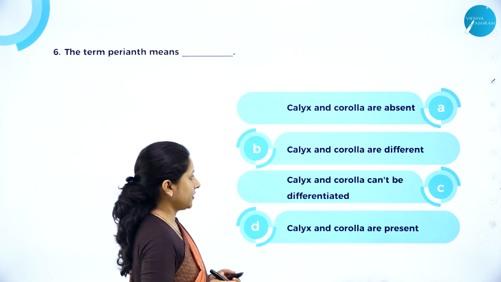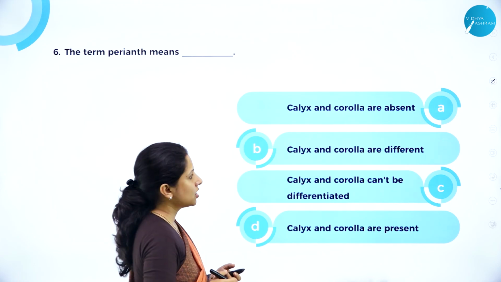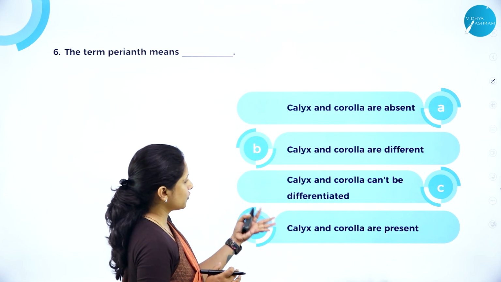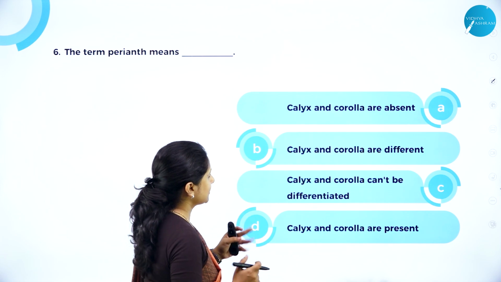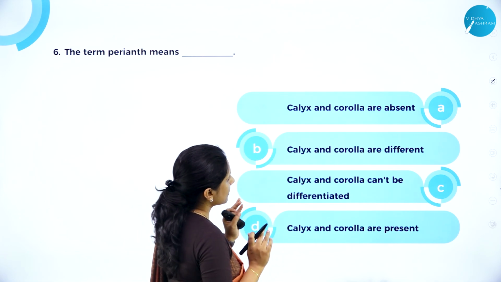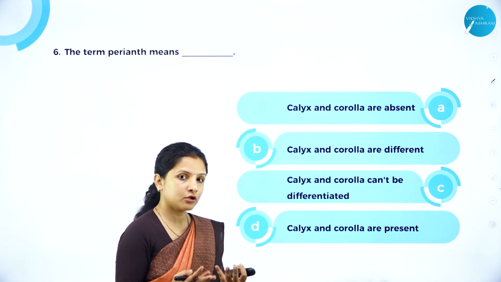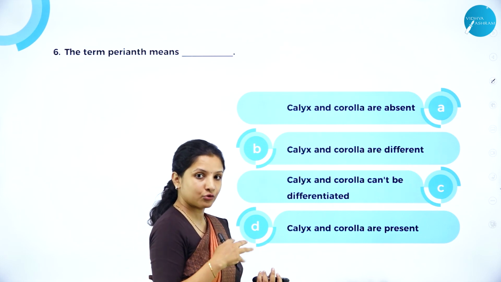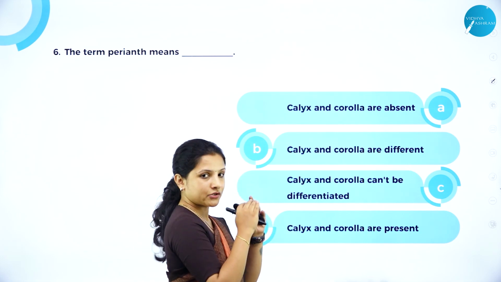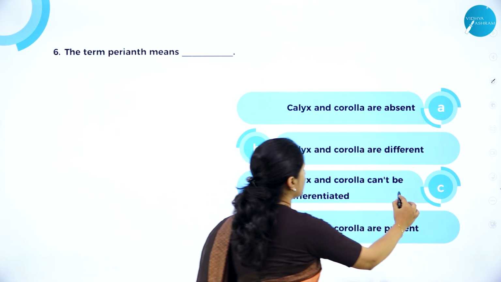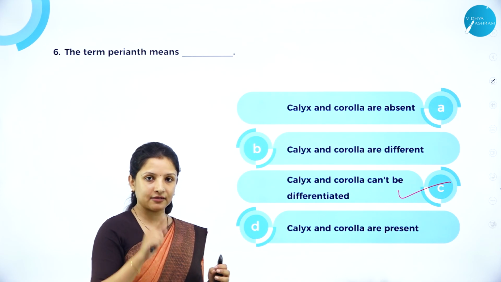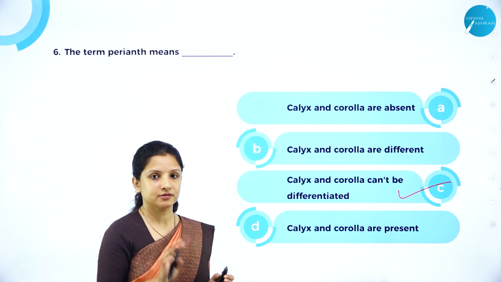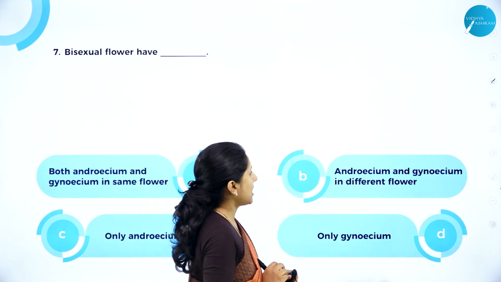The term perianth means calyx and corolla are absent. Calyx and corolla are different. Calyx and corolla can't be differentiated. Calyx and corolla are present. The right answer here is, of course, calyx and corolla will be present, but that can't be the answer. Calyx and corolla are absent, that is not the answer. Calyx and corolla are different, in what ways? So that also can't be the answer, though it is right. So here the exact right answer is calyx and corolla can't be differentiated. When you can't exactly tell which is a calyx and which is a corolla, then only in the flower you call it a perianth. So option C is the right answer here.